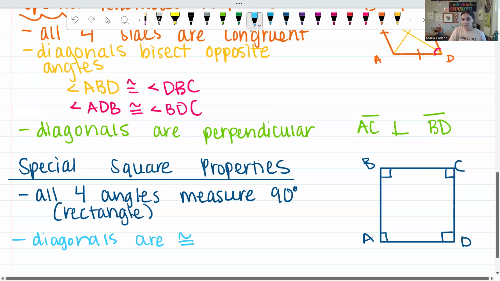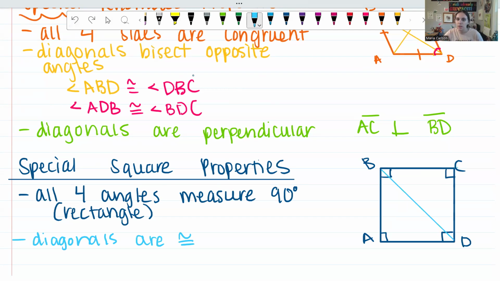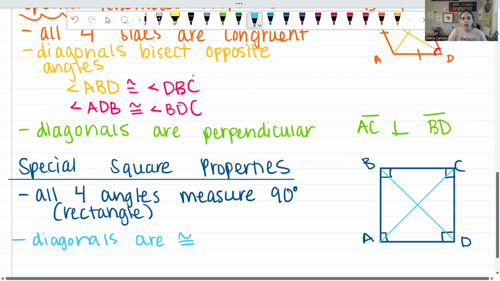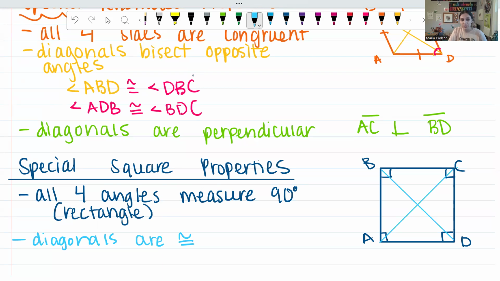They are congruent, so BD, oh my gosh. BD is congruent to AC. I knew it wouldn't like it. I should always start from the bottom and go up. I think that goes better for me. They're congruent. They also are perpendicular.